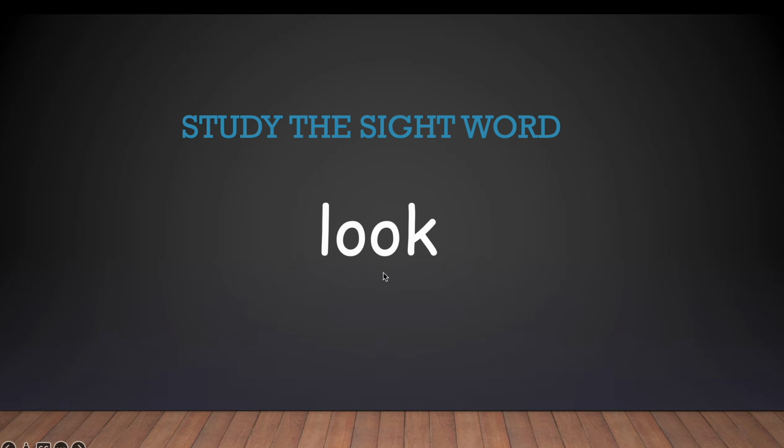Our next sight word we're going to study is look. Let's spell it. L-O-O-K. Let's count the letters. 1, 2, 3, 4. There's 2 vowels. They're both an O right there in the middle, and then an L and a K. Let's clap the syllables. Look.